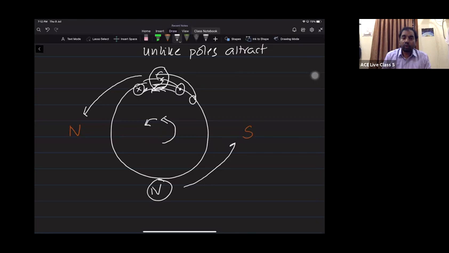But that hope will remain hope only. Why? Because here the commutator is cheating. So it is something like this. I am calling myself a field north pole, and I'm eagerly waiting that the south pole will come and align with me, for this armature is rotating. But there the commutator is cheating. Why is the commutator cheating?